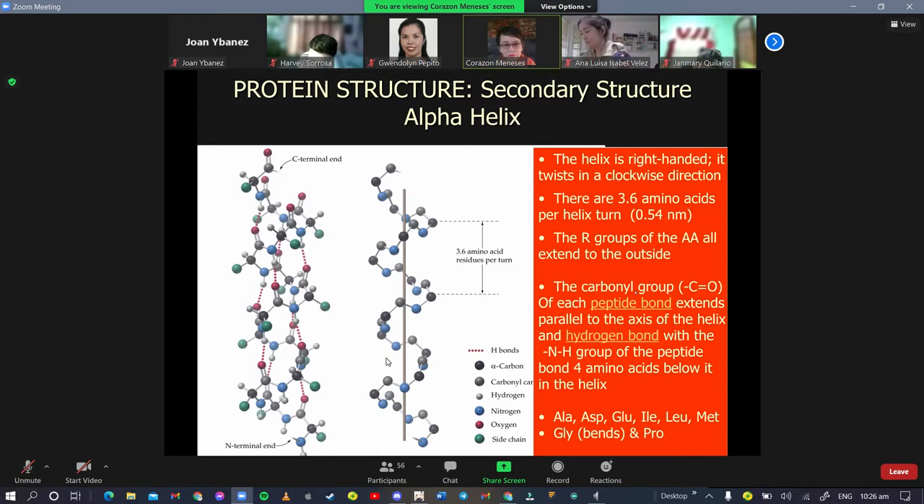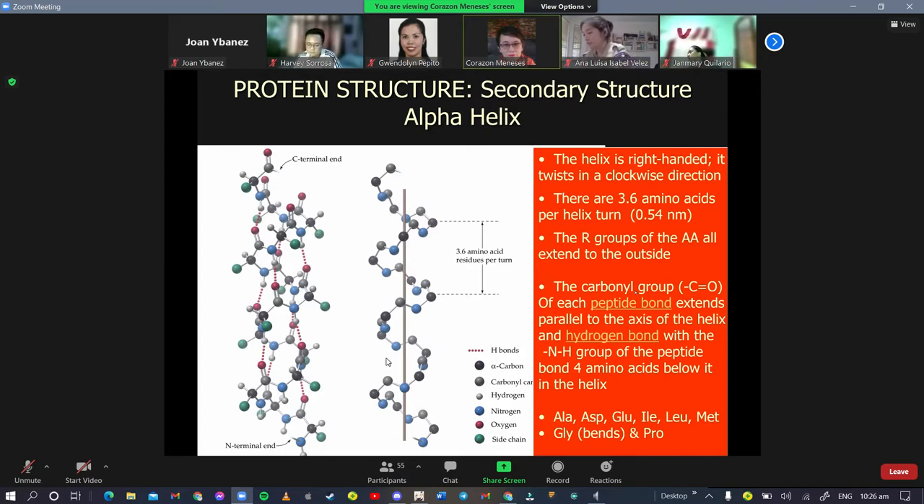Then take note of the carbonyl group. Okay, the C double bond O also indicates that this is the carbonyl group of the carbon. It will now also be parallel to the axis of the helix, and it will hydrogen bond to the NH group of the peptide bond for amino acids below.